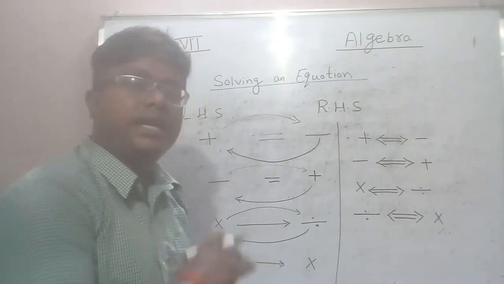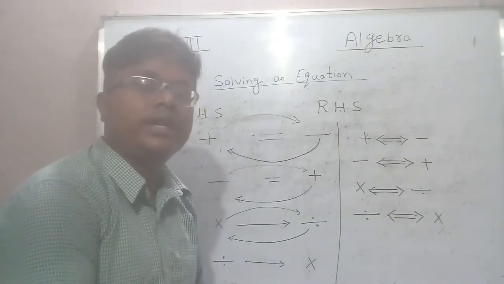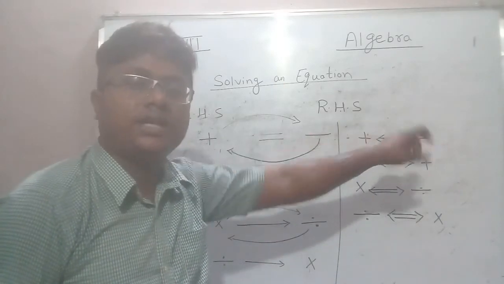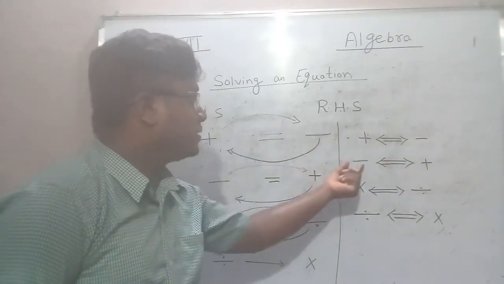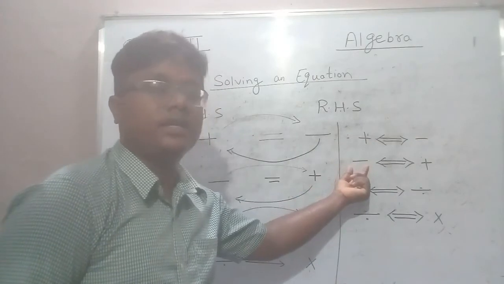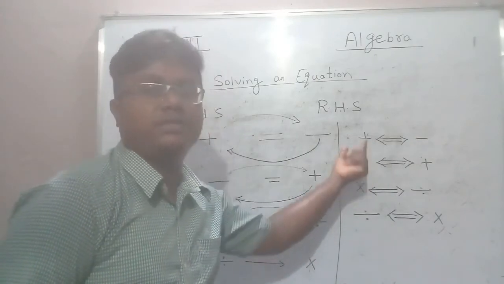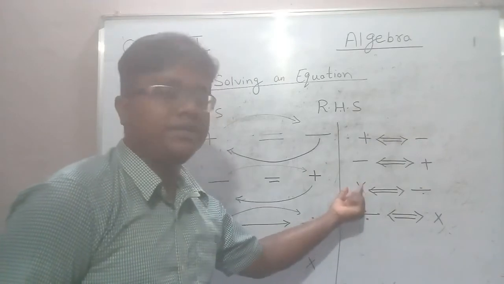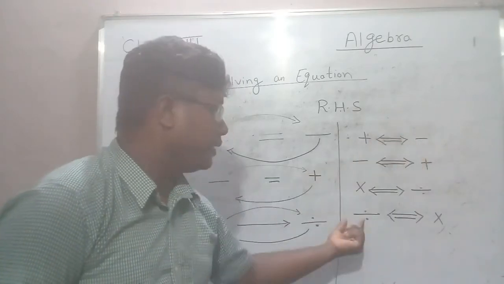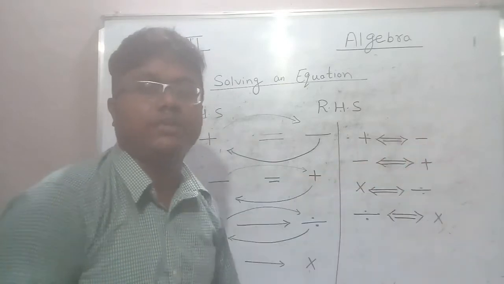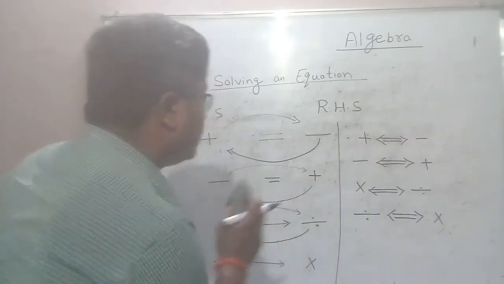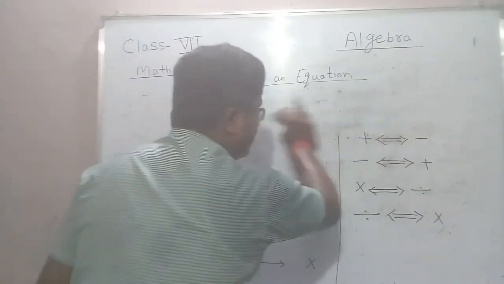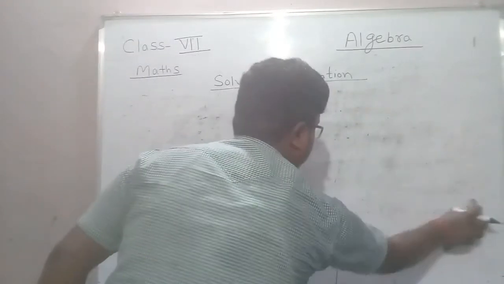Simply, if something is added on the left hand side, it will be subtracted if you transfer it to the right hand side. If minus is there, transferred to the right hand side it will be plus. If multiplied is there, transferred to the right hand side it will be divide, and if divide is there, transferred to the right hand side it will be multiplied. So based on this concept, let us try some questions to make you clear.